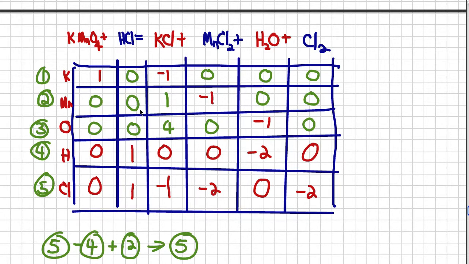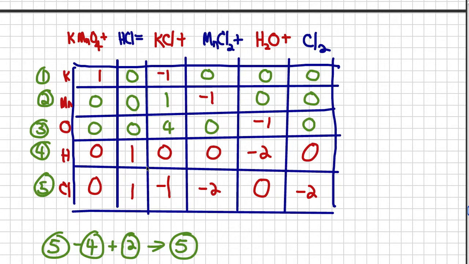Now I can take, for example, row 5, and I'm going to subtract row 4 from it. So 0 minus 0 is 0. 1 subtracted from 1 gives me 0. 0 from a negative 1 leaves me still with the negative 1. 0 from negative 2 is negative 2. When I subtract a negative 2 from 0, it becomes a plus 2 here, and 0 from negative 2 is negative 2. Then I add row 2 to that.